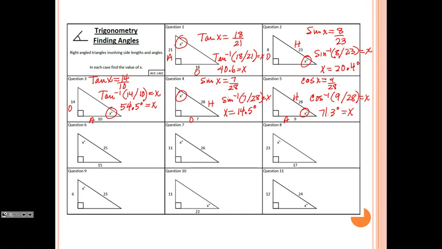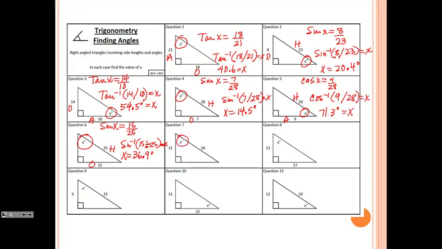Okay, all right, here we go. We're going to have opposite and hypotenuse, that is sine. So sine x equals 15 over 25. So we're going to get sine negative 1 of 15 divided by 25. You just use your regular divide key. Take your time doing that. 15 divided by 25. I'm working it right along with you here. 36.9. And put the equals x there.